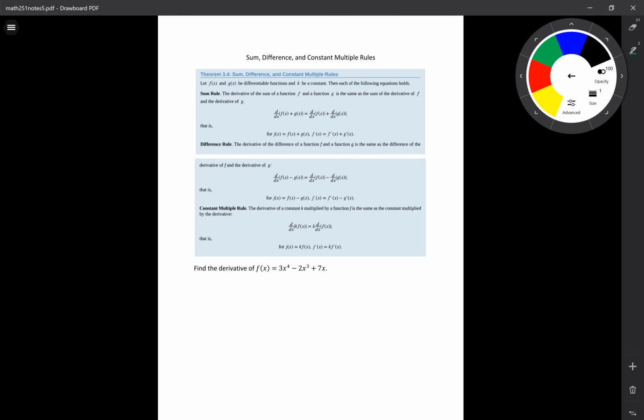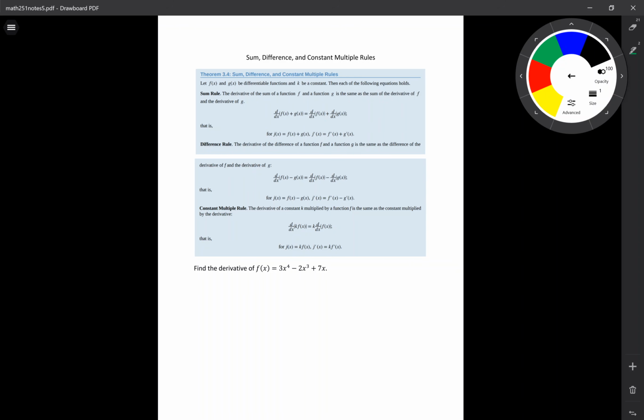Hello again. In this video, we are going to learn some different derivative rules called the sum, difference, and constant multiple rules. And then at the end, we'll do an example that uses all three of these rules as well as the power rule, which you just learned. So in the textbook, theorem 3.4 gives us the sum, difference, and constant multiple rules.